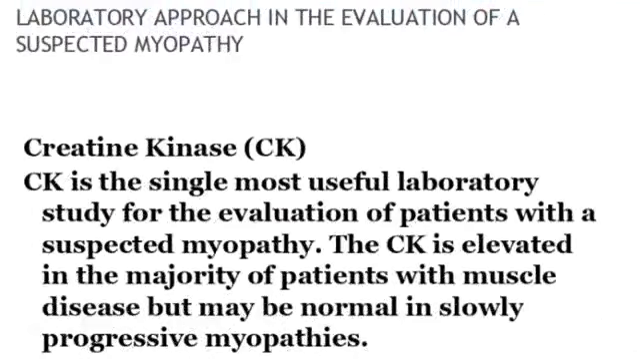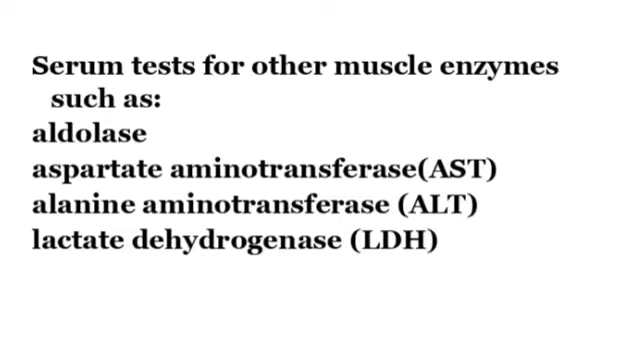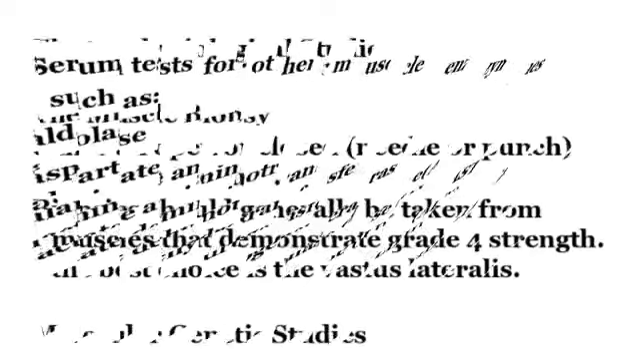The laboratory approach in the evaluation of suspected myopathy: creatine kinase enzyme, CK, is the single most useful laboratory study for the evaluation of patients with a suspected myopathy. The CK is elevated in the majority of patients with a muscle disease, but may be normal in slowly progressive myopathies. Serum tests for other muscle enzymes such as aldolase, aspartate aminotransferase AST, alanine aminotransferase ALT, and lactate dehydrogenase LDH can also be done.